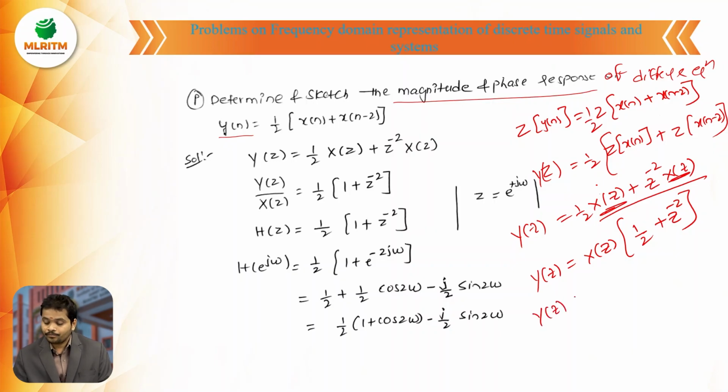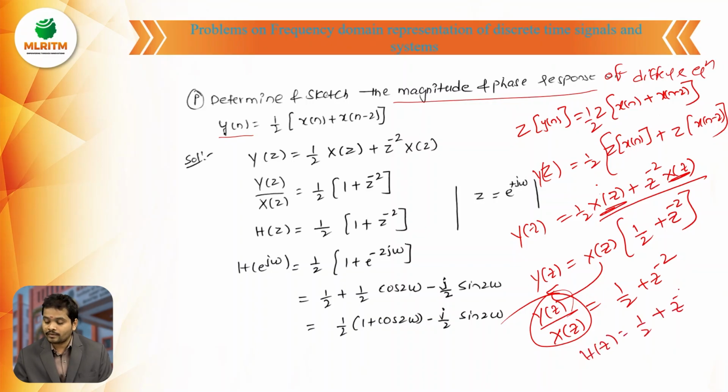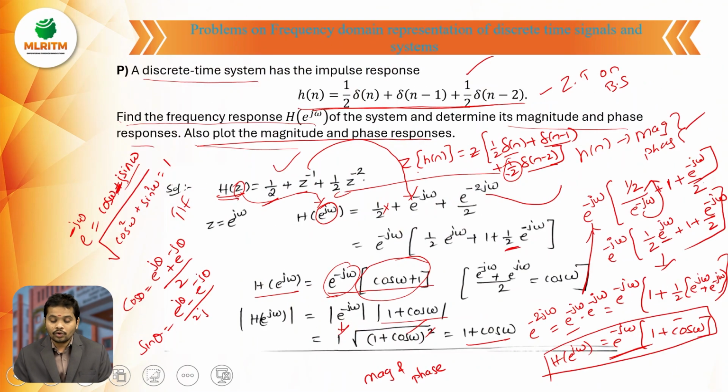So y of z by x of z equals 1 by 2 plus z power minus 2. This is nothing but the transfer function h of z, that is equal to 1 by 2 plus z power minus 2. So this is the transfer function. Here also we have obtained the transfer function h of z.